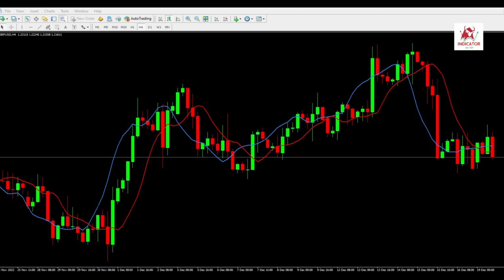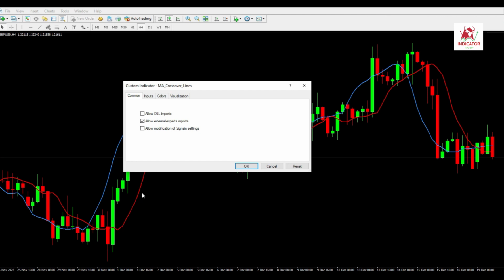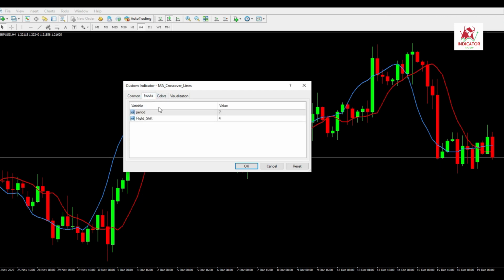What is moving average? A moving average is one of the simplest indicators in technical analysis. A moving average is basically an average value of the price over the last specified number of candles. So, for example, a moving average of period 10 is the average price over the last 10 candles.